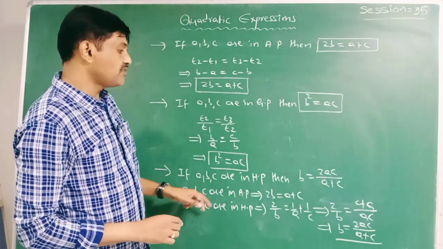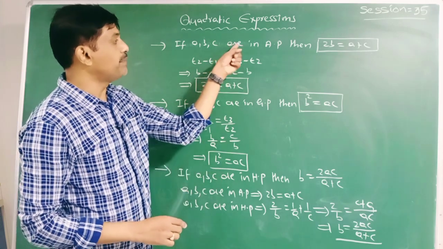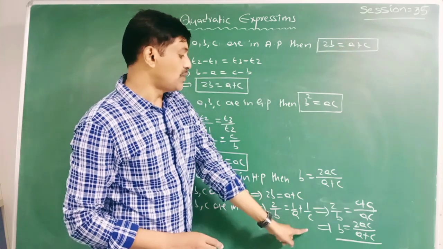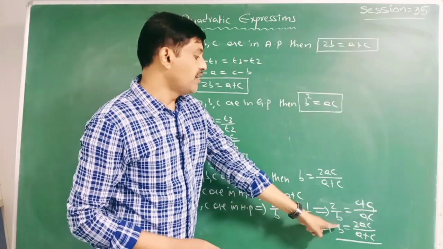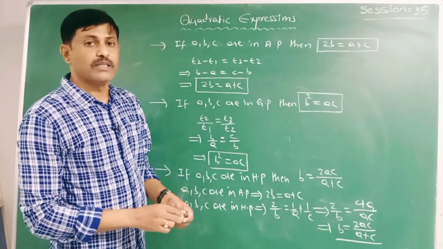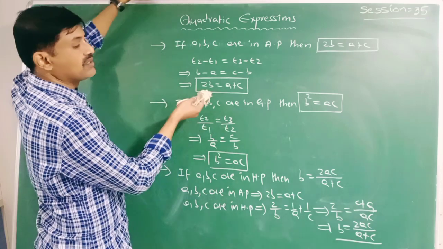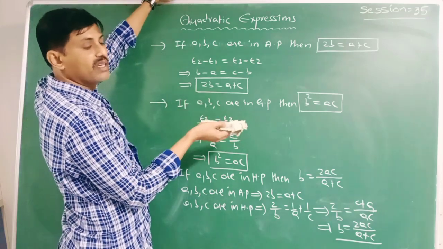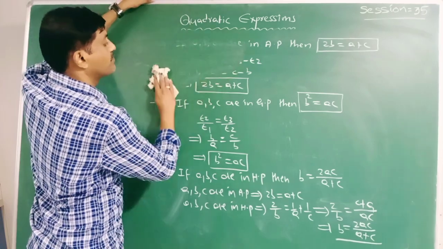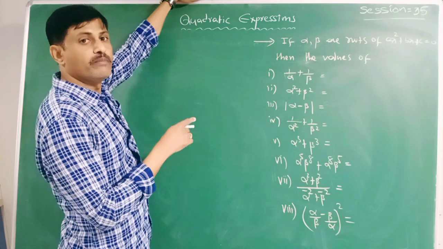In this case HP is always nothing but reciprocal to AP. 2 by B is equal to 1 by A plus 1 by C. If you simplify from this, we should get B is equal to 2AC by A plus C. We have to know all this because as we are doing problems we can use all these conditions. Now we are doing some problems.